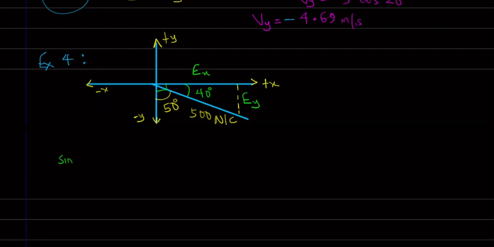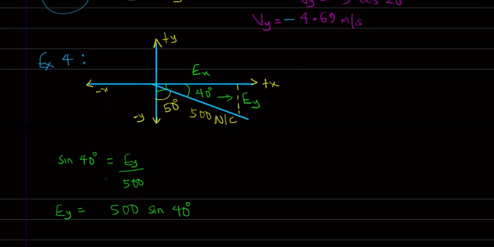So that will be sine 40 degrees, not sine 50, since I'm not making use of the 50 degrees, which is not enclosed in my triangle. Sine 40 degrees is going to be opposite. The angle is facing EY. Opposite gives us EY over the hypotenuse, which is the longest side. That is 500 Newton per coulomb. So we cross multiply. EY is going to be equal to 500 sine 40 degrees.